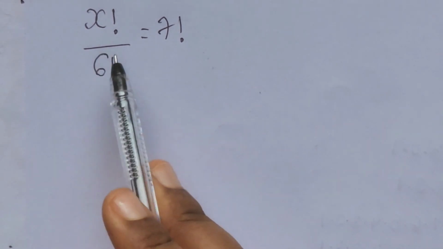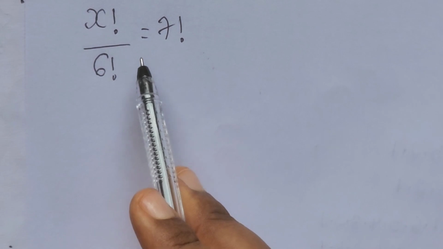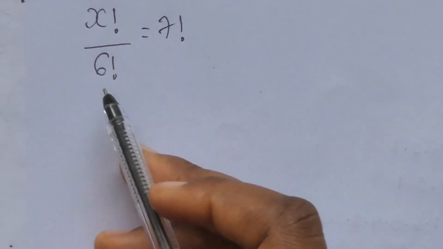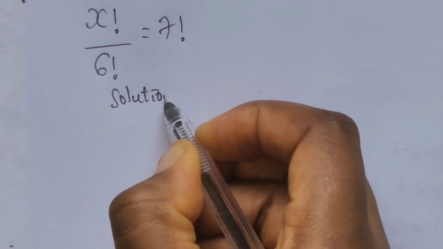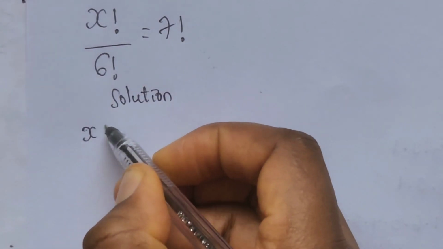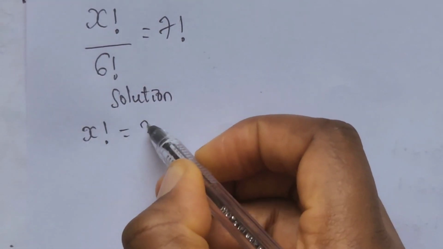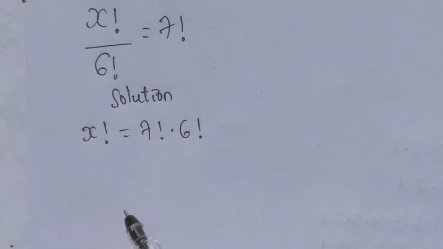So today we have this wonderful problem to resolve. We have x factorial over 6 factorial to be equal to 7 factorial. So from here, for us to begin, let's cross multiply to have x factorial to be equal to 7 factorial times 6 factorial.